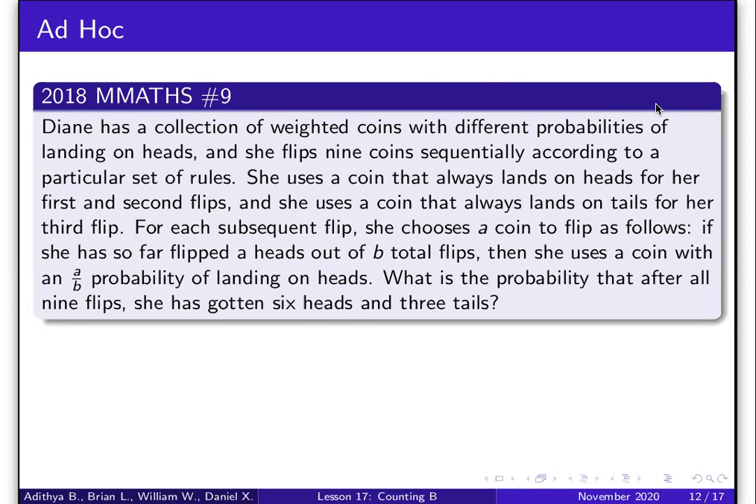So I guess we'll start. Does anybody have any ideas? Does everyone get the question? So what we're basically doing is Diane is going to be flipping a coin, and then for the next coin, the probability of it landing on heads depends on the proportion of heads that were flipped previously.